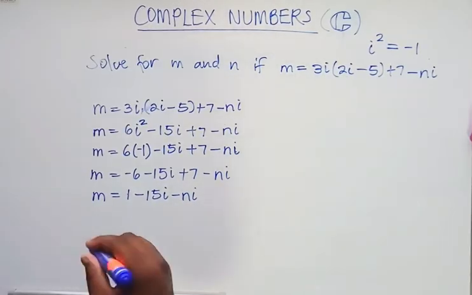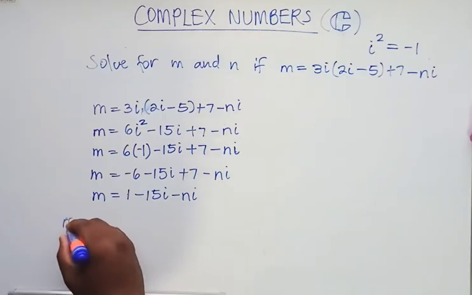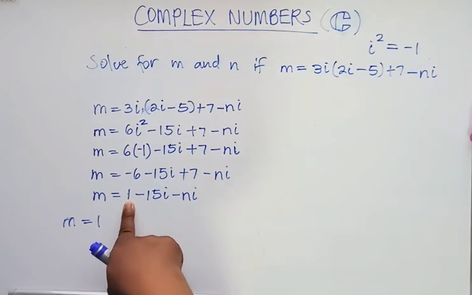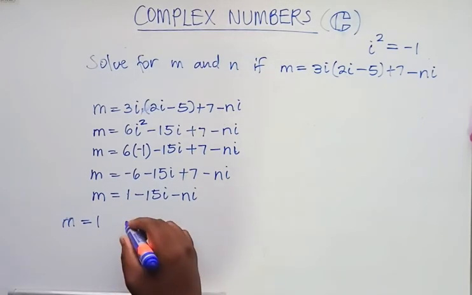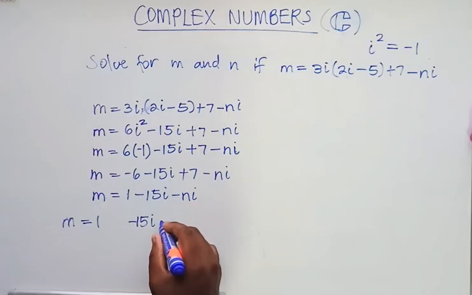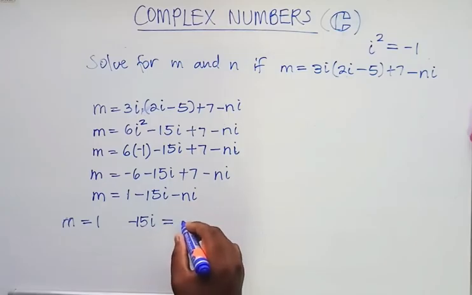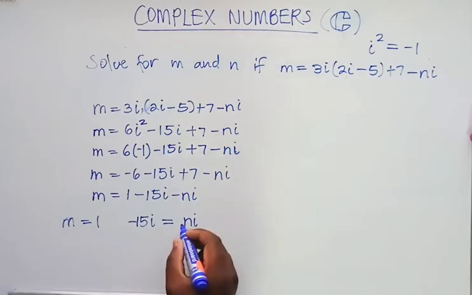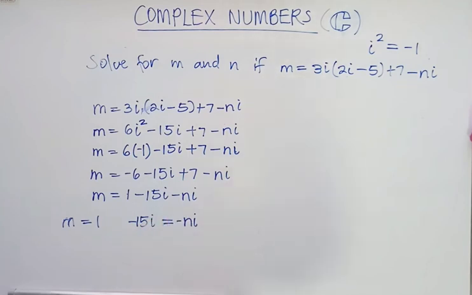So it simply means to us the m and the 1 belong to each other. So m becomes 1. It also means that the negative 15i belongs to the ni. The negative 15i belongs to the ni. Oh, I forgot the negative. So the negative 15i belongs to the ni.